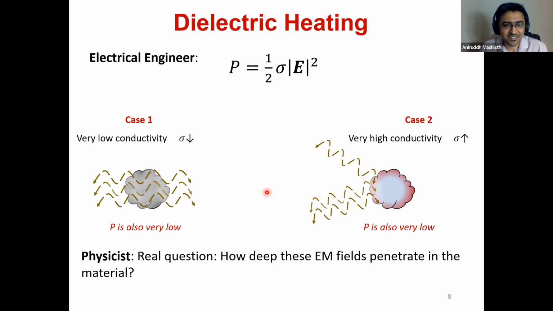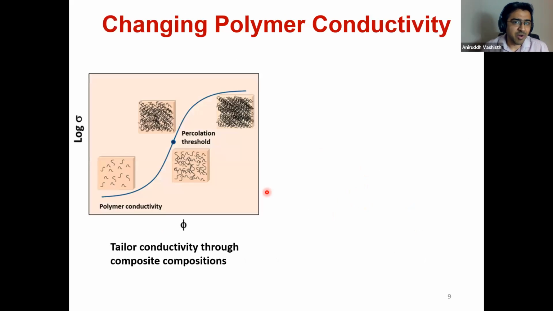And if you ask a physicist, which is already not a good thing to do, physicists live in their own world, they'll tell you that it all depends how deep the EM fields are able to penetrate in the material. So the nice thing about polymers is that you can actually tailor their conductivity by adding conductive nanofillers or microfillers.